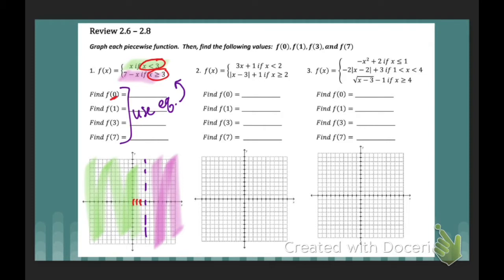To graph my pink function, I'm going to plug in 3, see what happens there, and then plug in 4, 5, 6, see what my graph looks like. Remember, at 3, my green function will have an open circle because there is not an or equal to sign. And at 3, my pink function will have a closed circle because there's an or equal to sign.